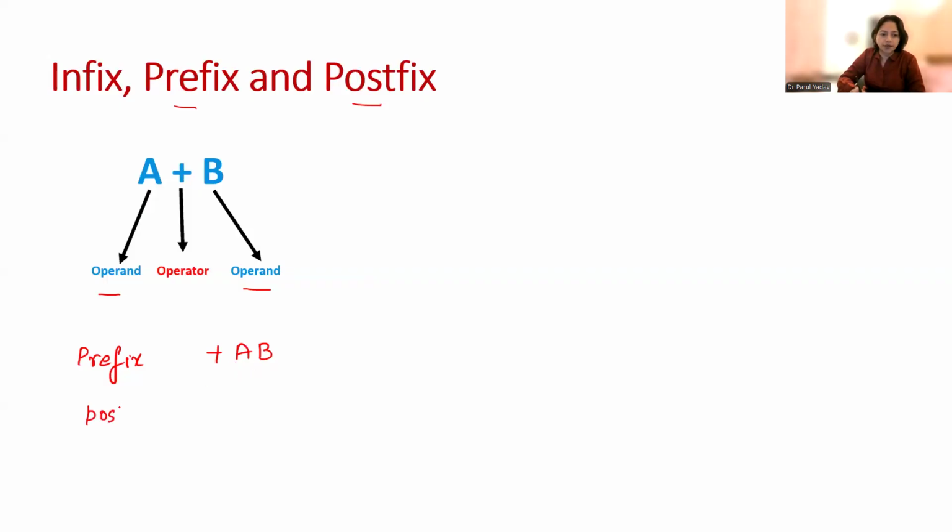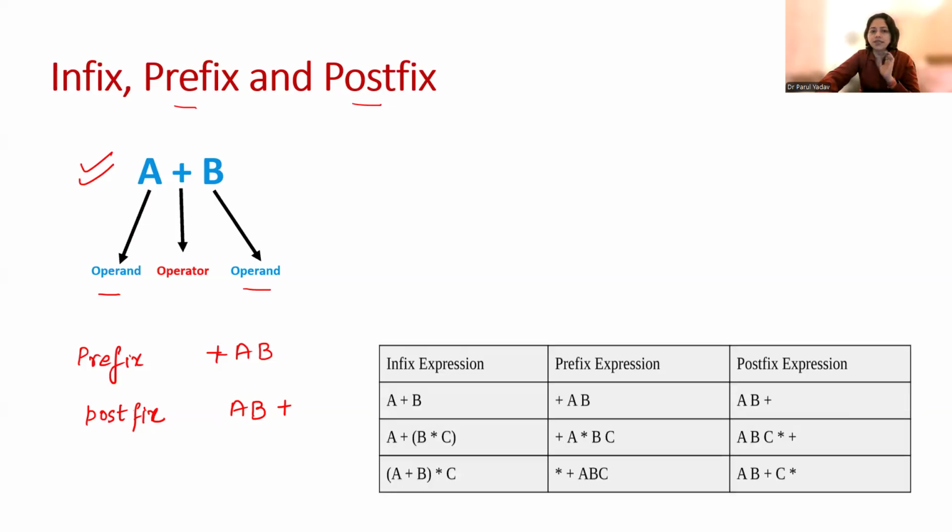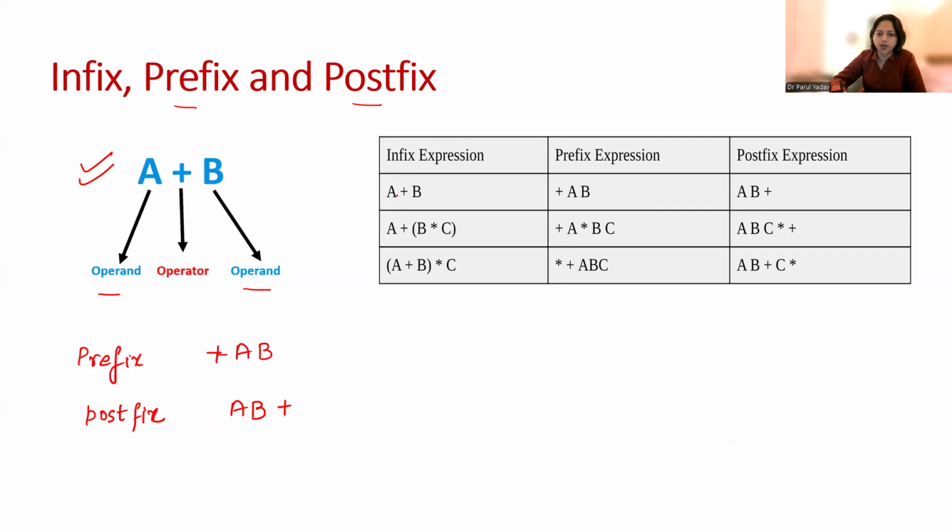In postfix notation, the operator is written after the operands, right? So it will be AB plus. So in infix, we have the operands on which we want to apply the operator, and the operator is written in between the operands. In prefix form, the operator is written before the operands, and in postfix expression, the operator is written after the operands. So this is the difference in these notations. We use infix in our day-to-day life, A plus B, like that. Now let's see some conversion, for some expression like A plus B.